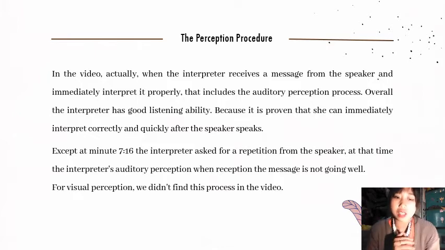Except at minute 7 more 16, the interpreter asks for a repetition from the speaker. At that time, the interpreter's auditory perception when receiving the message was not going well. For visual perception, we didn't find this process in the video.